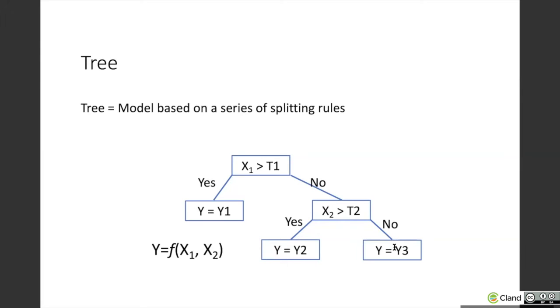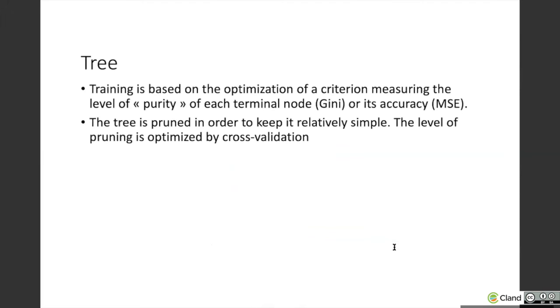This second tree has more parameters. It has two thresholds, t1 and t2, and three possible values for the output y: y1, y2, y3. And it's possible to build many trees like this, more or less complex, based on 2, 3, 4, 6, or more inputs. Regression trees like this are very popular, and they can be trained based on a data set by optimizing some criterion measuring either the purity of each terminal node, called the Gini criterion, or the accuracy of the tree. And here I will consider this second possibility, consisting in building a tree to minimize the mean square error.